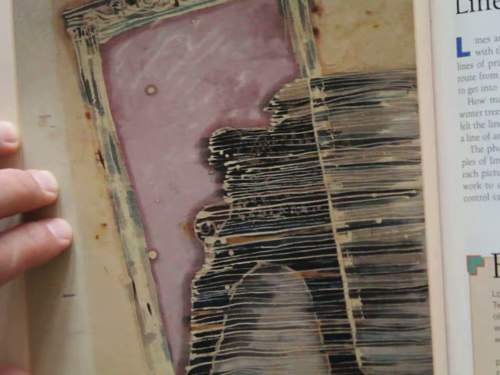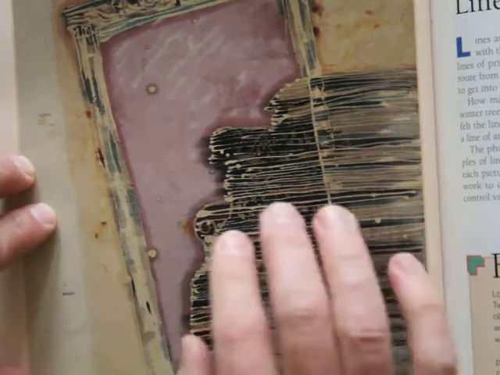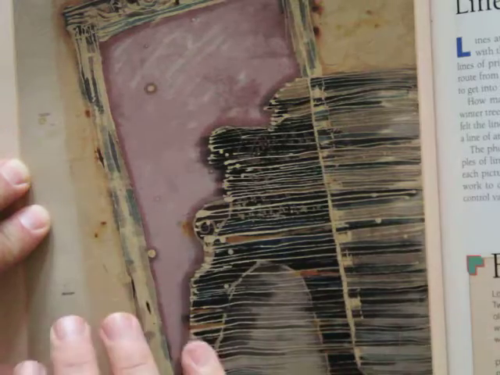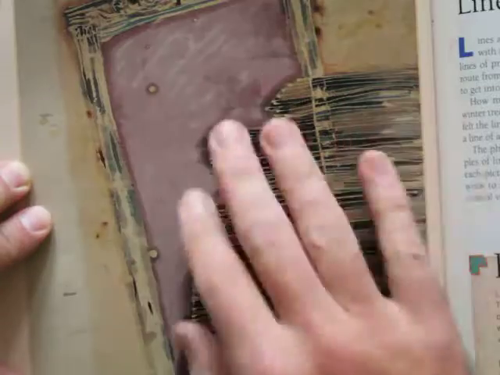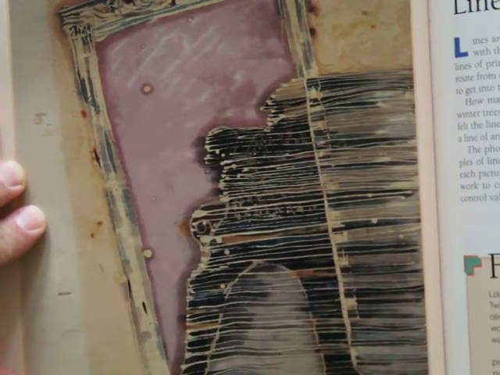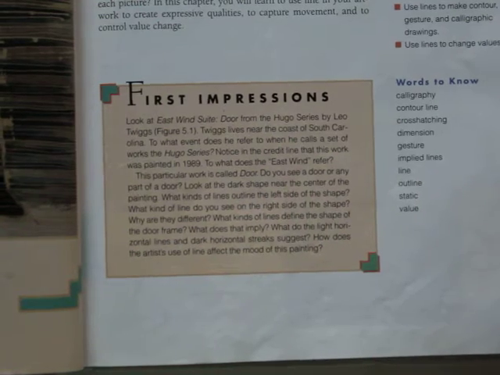Hugo was the name of a hurricane that hit the East Coast. And so that might shed some light on why these lines are here. It's kind of like the wind is blowing really hard across this person through this doorway or something like that. And so with that information, do your homework here by answering all of the questions that are in this first impressions section. And then we will go on to the next part of the chapter in the next video.